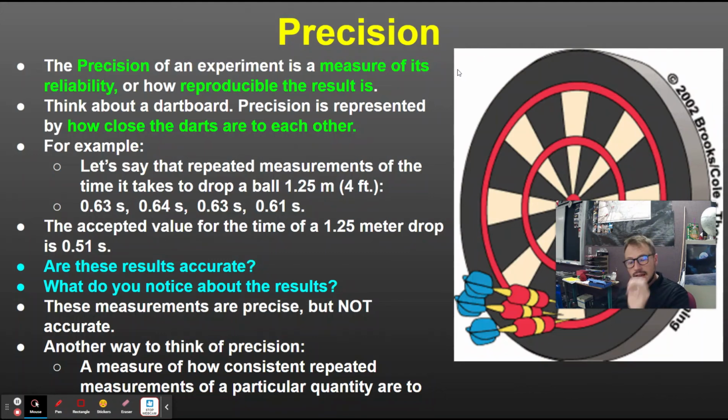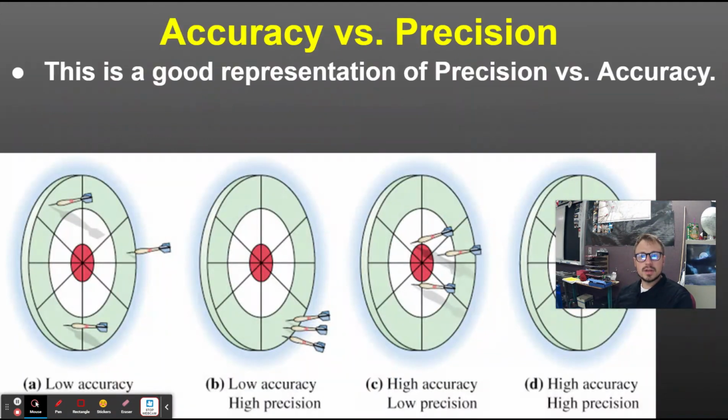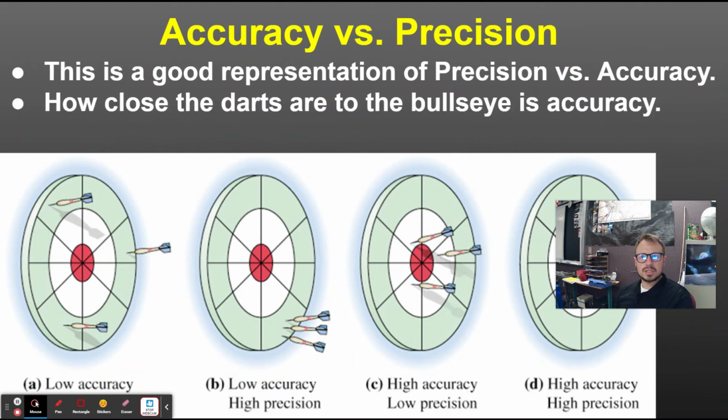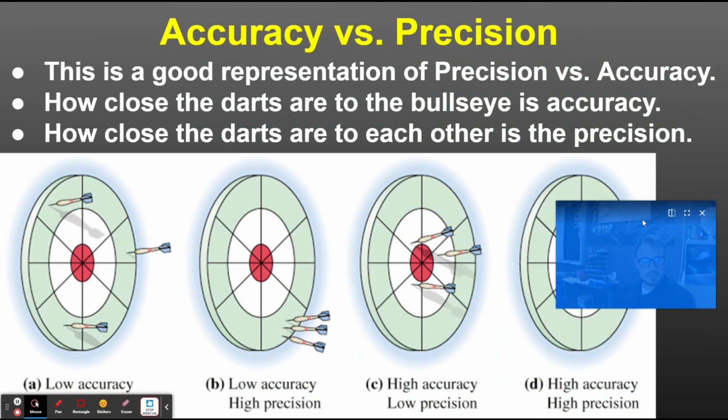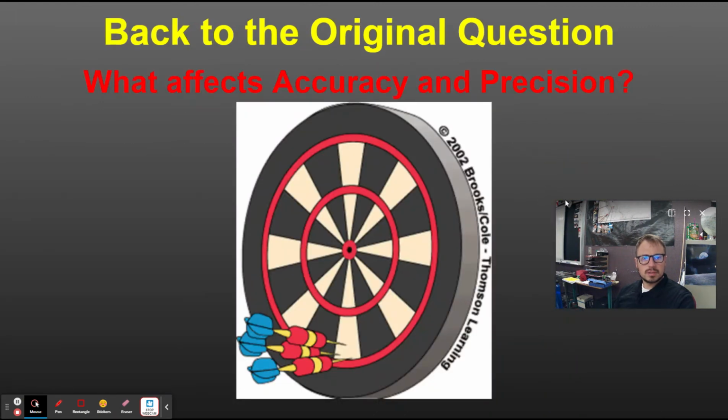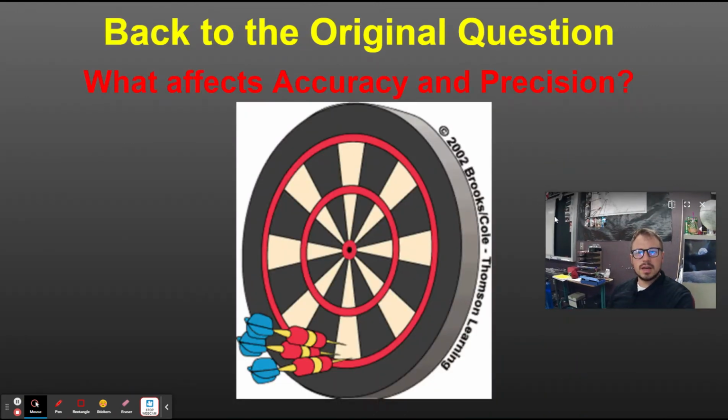So think about that dartboard, how close those darts are to each other. So this is a good representation of precision versus accuracy. How close the darts are to the bullseye, that's going to be accuracy. How close the darts are to each other, that is precision. So I'll move this down here. All right, so let's go ahead and answer this one.